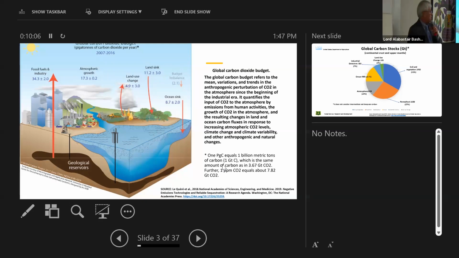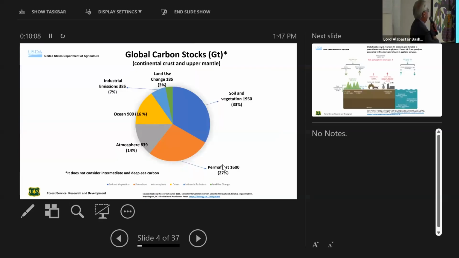When we speak about the pools that we have and those that we can really manipulate, we are speaking about soil and vegetation, the amount of carbon in the permafrost and in the ocean. And the release that we do to the atmosphere, increasing its content of carbon, is through land use, industrial emissions and human activities. We are working on trying to move the slides, but I don't know why it doesn't work.